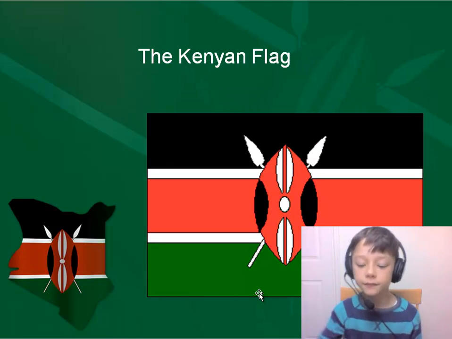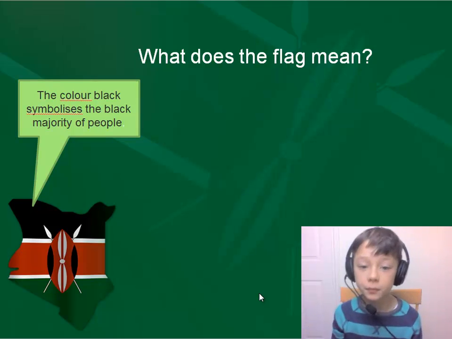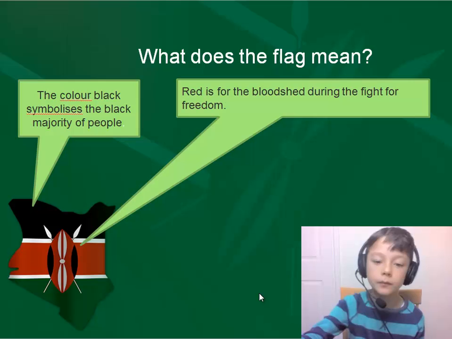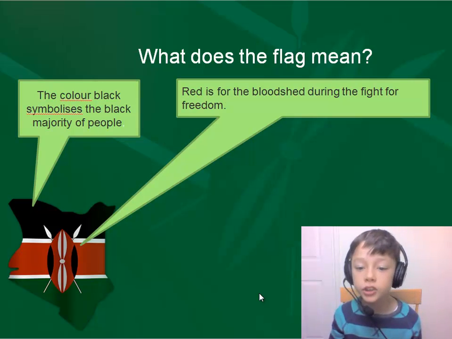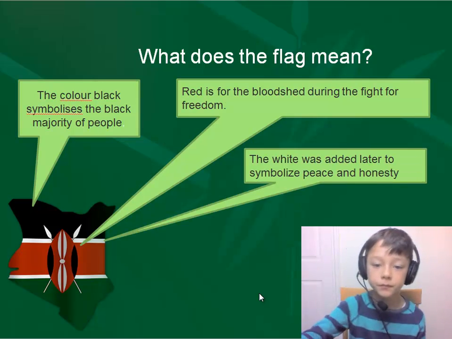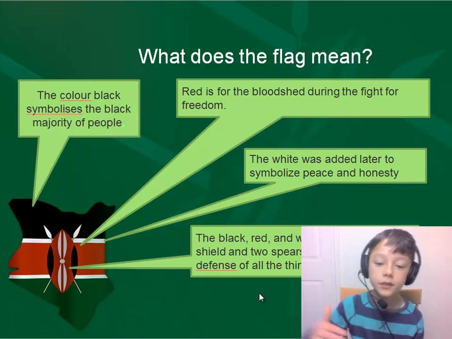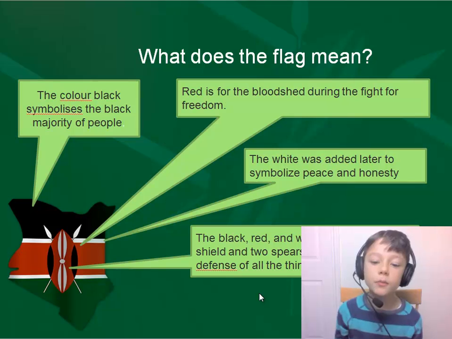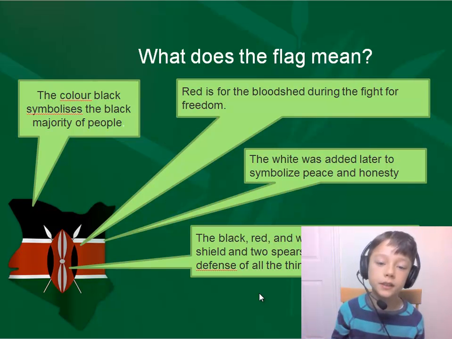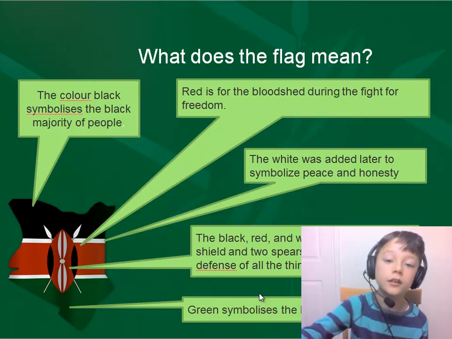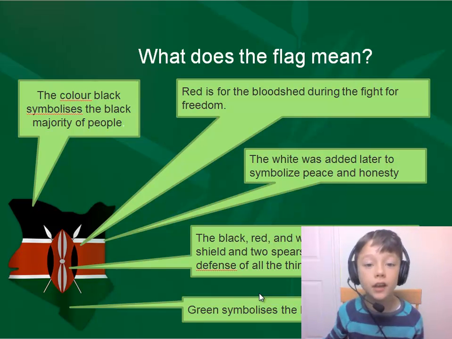The Kenyan flag. What does the flag mean? Well, the colour black symbolises the black majority of people. Red is for the bloodshed during the fight for freedom. The white was added later to symbolise peace and honesty. The black, red and white traditional Maasai shield and two spears symbolises the defence of all things mentioned above. And last of all, green symbolises the land.